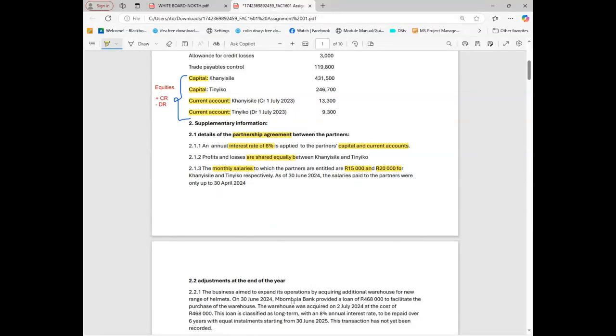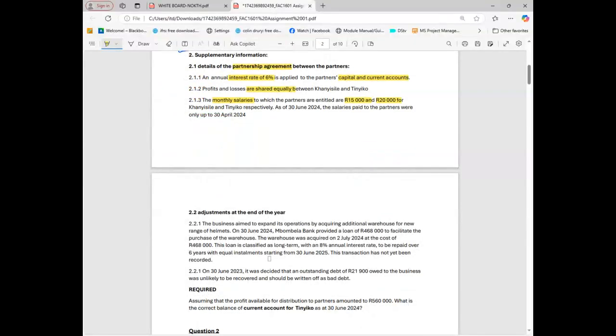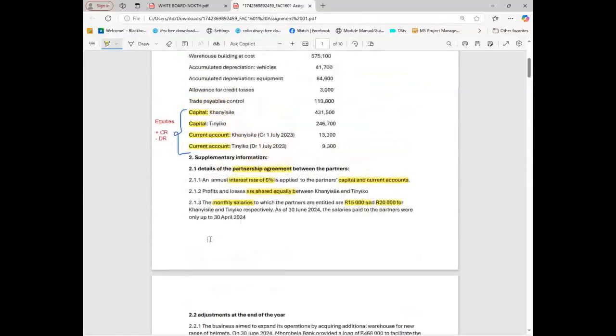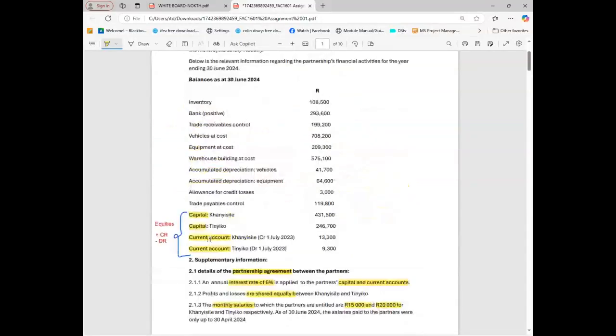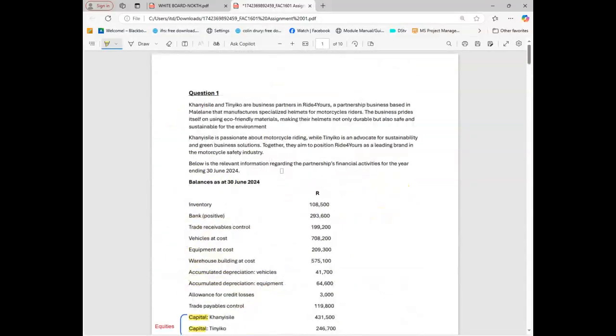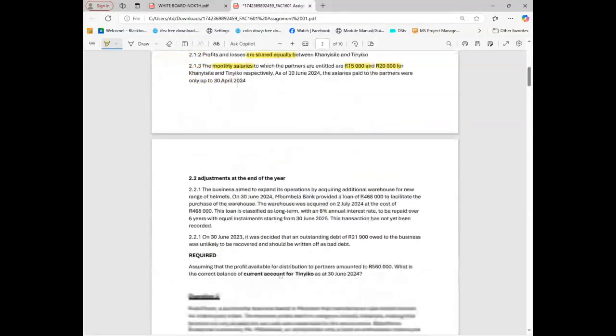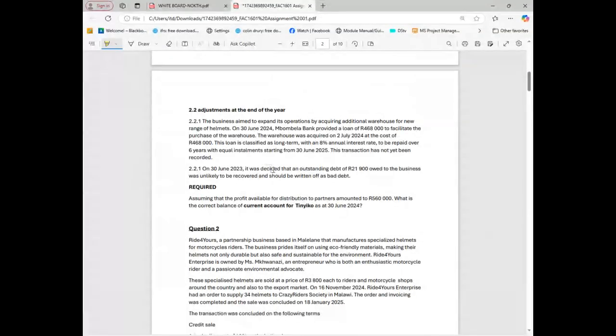Now we've got the adjustments for the business. They said the business aimed to expand its operation by acquiring an additional warehouse for a new range of helmets. So meaning we are producing helmets here. So they decided to have a new warehouse. Obviously, we know that the new warehouse is going to be a building. So in other words, we acquired a new warehouse as a building.